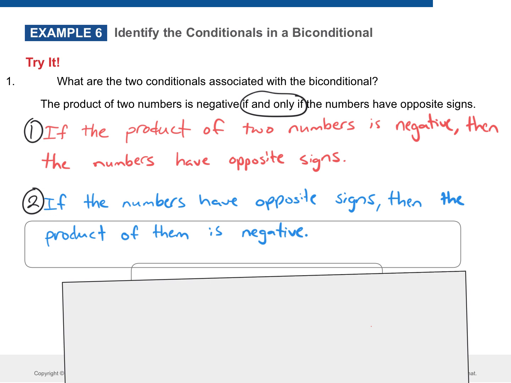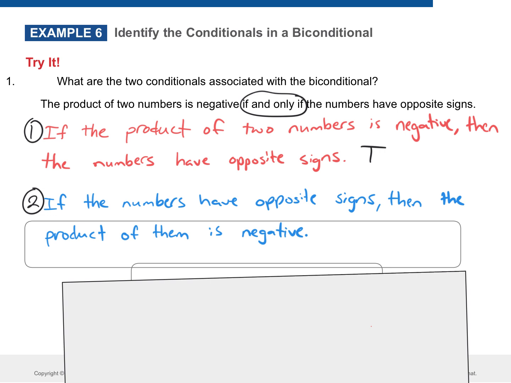Number 1, if the product of 2 numbers is negative. First, what's product mean? Answer to a multiplication, right? If the product of 2 numbers is negative, then the numbers have opposite signs. What does it mean, opposite signs? Negative and positive. So is that statement true? It is true. Can I assume the whole thing is true? No, you have to check.